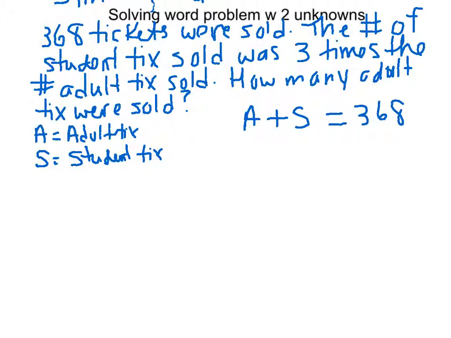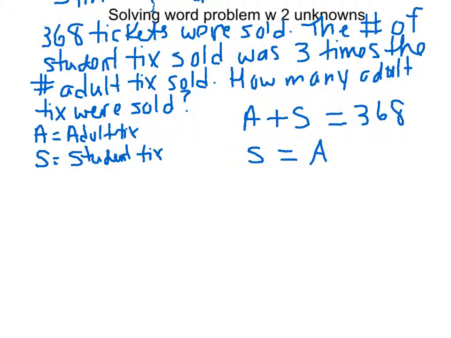What else? Second sentence. The number of student tickets was 3 times the number of adult tickets. So can we say that students equals adults? Is that valid? No. Let's figure that out. The number of student tickets was 3 times the number of adult tickets.